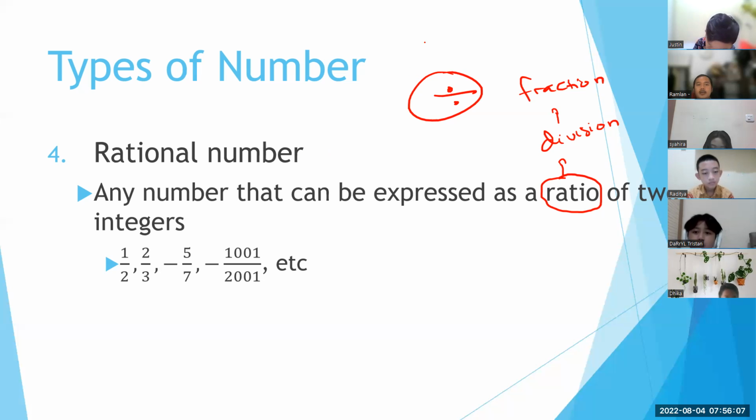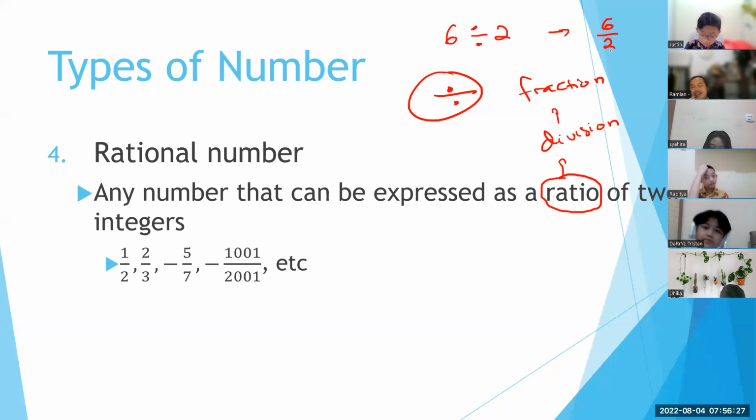For example, if I give you a question, what is 6 divided by 2? I'm not going to write it down like this. Instead, I'm going to write it down like this. It's a rational number and also a real number. Yes, real number, we're going to talk about that later.